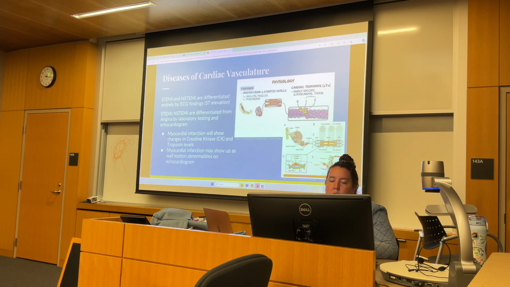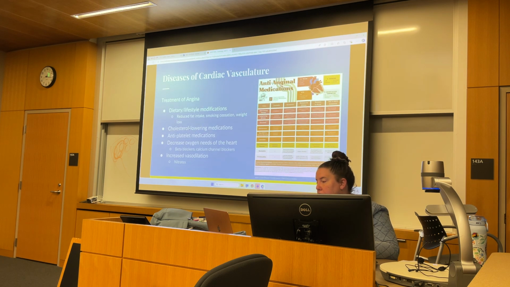Myocardial infarction may show up as wall motion abnormalities on echocardiogram. So say that I have a myocardial infarction and I'm having death of tissue in my left ventricle. My left ventricle is not going to beat and contract as effectively, and so that might show up on an echocardiogram as something abnormal with my heartbeat, with the contraction, I should say.